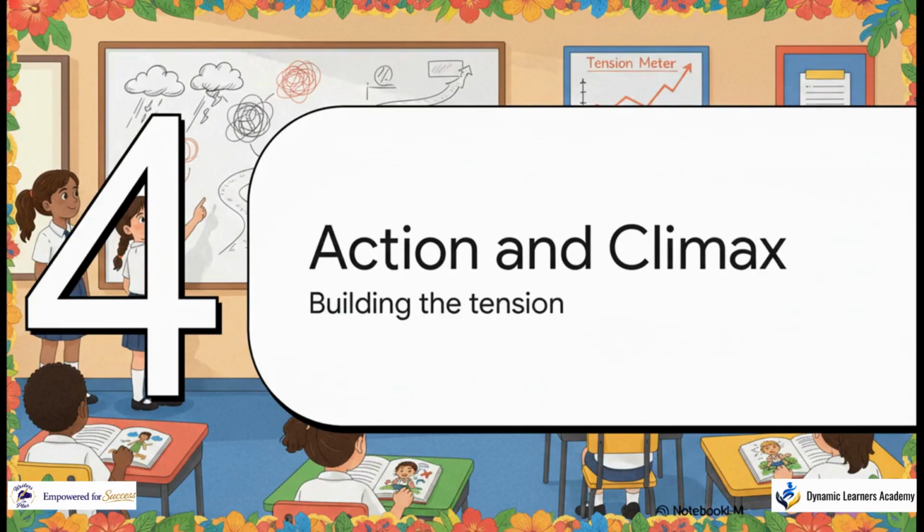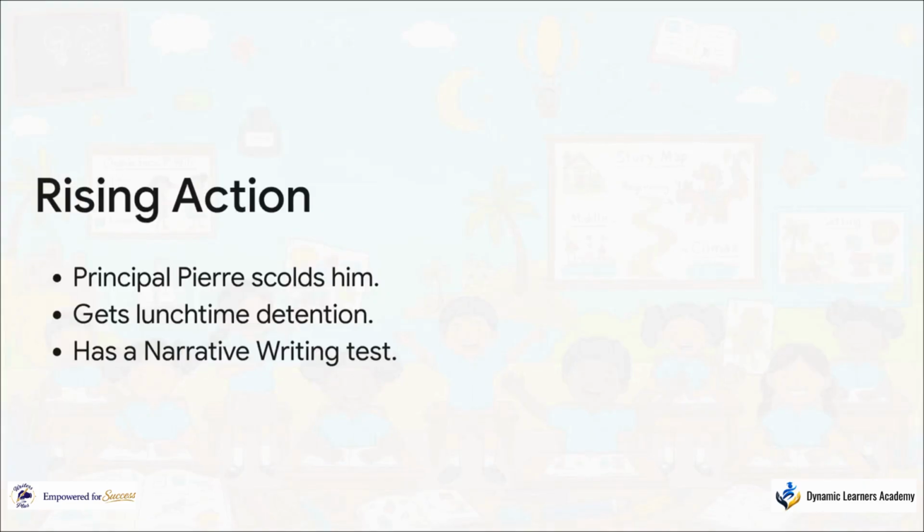Let's turn up the heat in Section 4, Rising Action and Climax. Next comes the rising action. As a writer, you want to ask yourself, how can I make my character's day even worse before it gets better? It's like stacking blocks of tension. First, Principal Pierre scolds him. Then, boom, lunchtime detention. Top it off with a surprise narrative writing test. Each problem increases the tension.